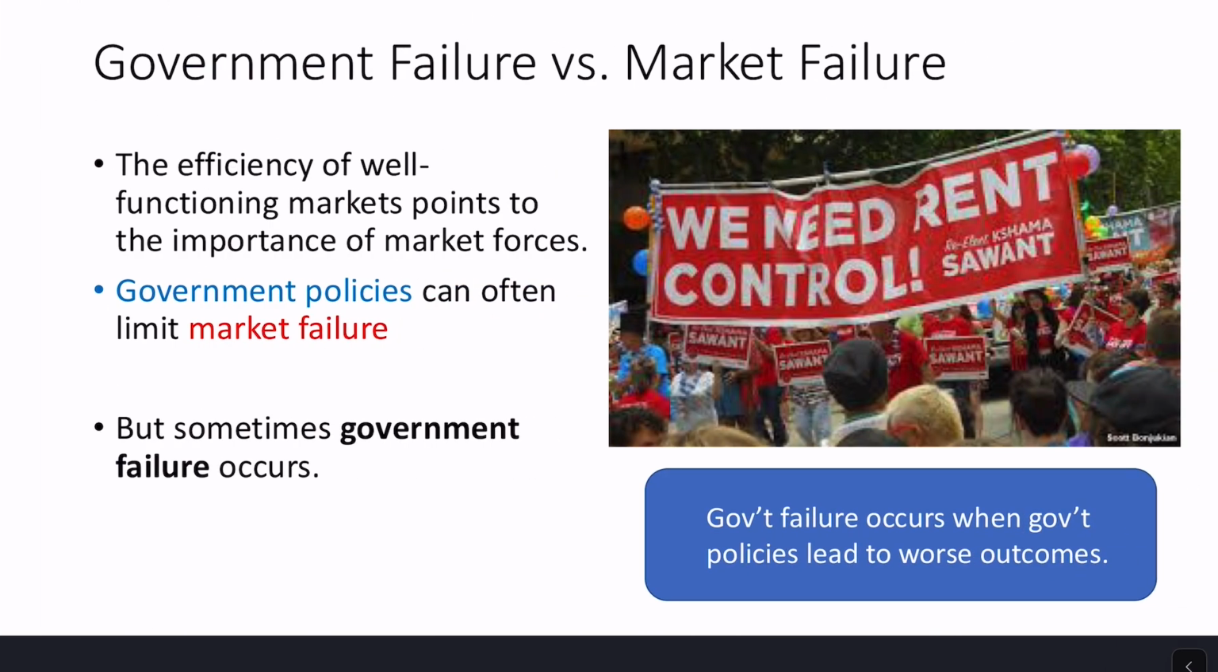We could also have government failures. Okay, so the efficiency of well-functioning markets is going to point to the importance of market forces, right? And so what that means is let's let markets do what they can and don't gum them up. The government could come up with a number of policies that could cause a market failure, right? Rent control would be one that would be a government failure. Taxes on things, just regulations that are gumming up the works, right, would be government failures of gumming up the works. But we do have instances of market failures.